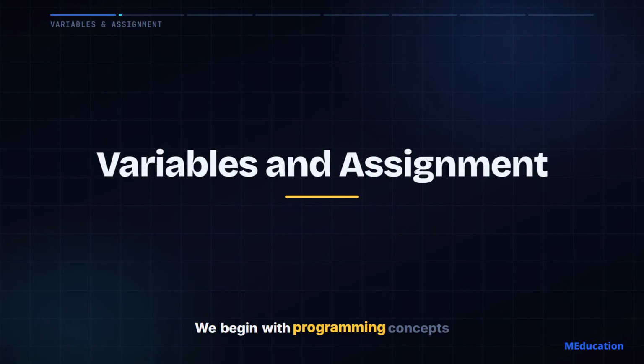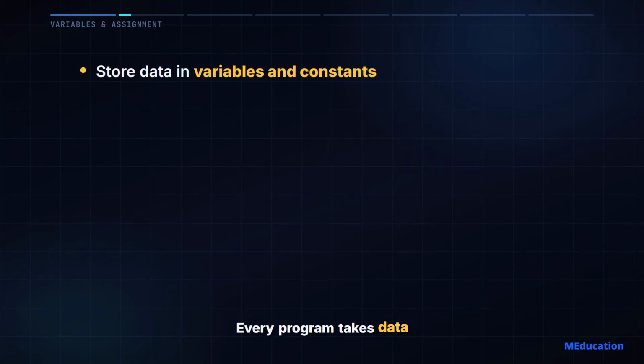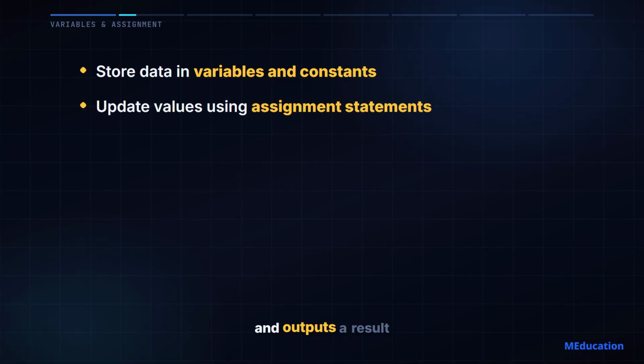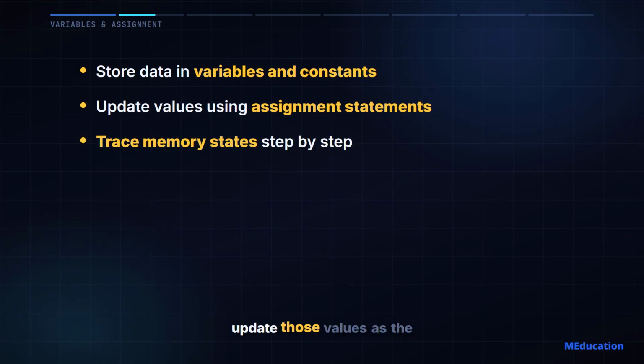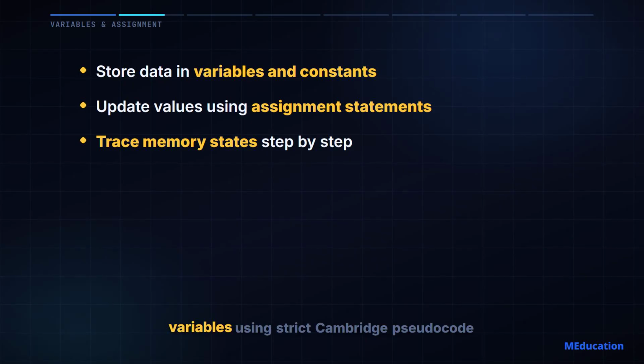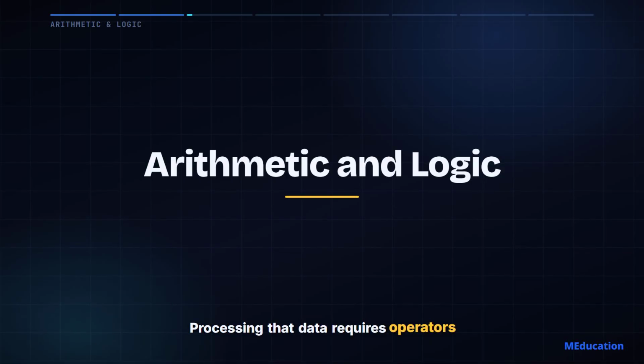We begin with programming concepts, variables, and assignment. Every program takes data, processes it, and outputs a result. To do this, you will use variables and constants to store data in memory and assignment statements to update those values as the program runs. You will learn to declare variables using strict Cambridge pseudocode syntax, apply professional naming conventions, and trace exact memory states step by step.